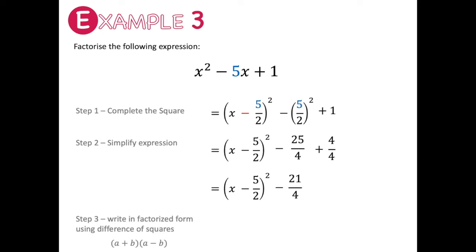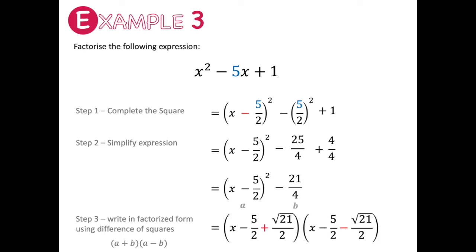We can write it in factorized form. So our a value is going to be x minus 5 over 2 squared. Our b value is going to be 21 over 4. So when we write it in factorized form, it is going to be x minus 5 over 2 plus the square root of 21 over 2, x minus 5 over 2, subtract the square root of 21 over 2.